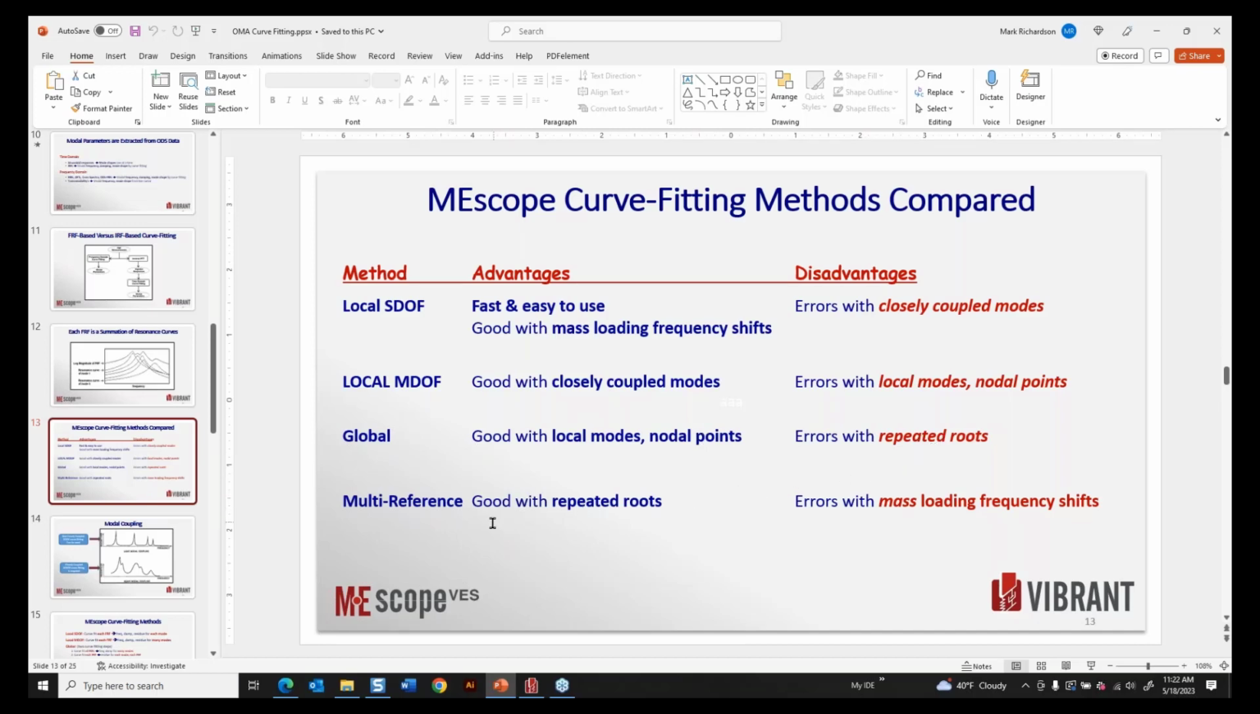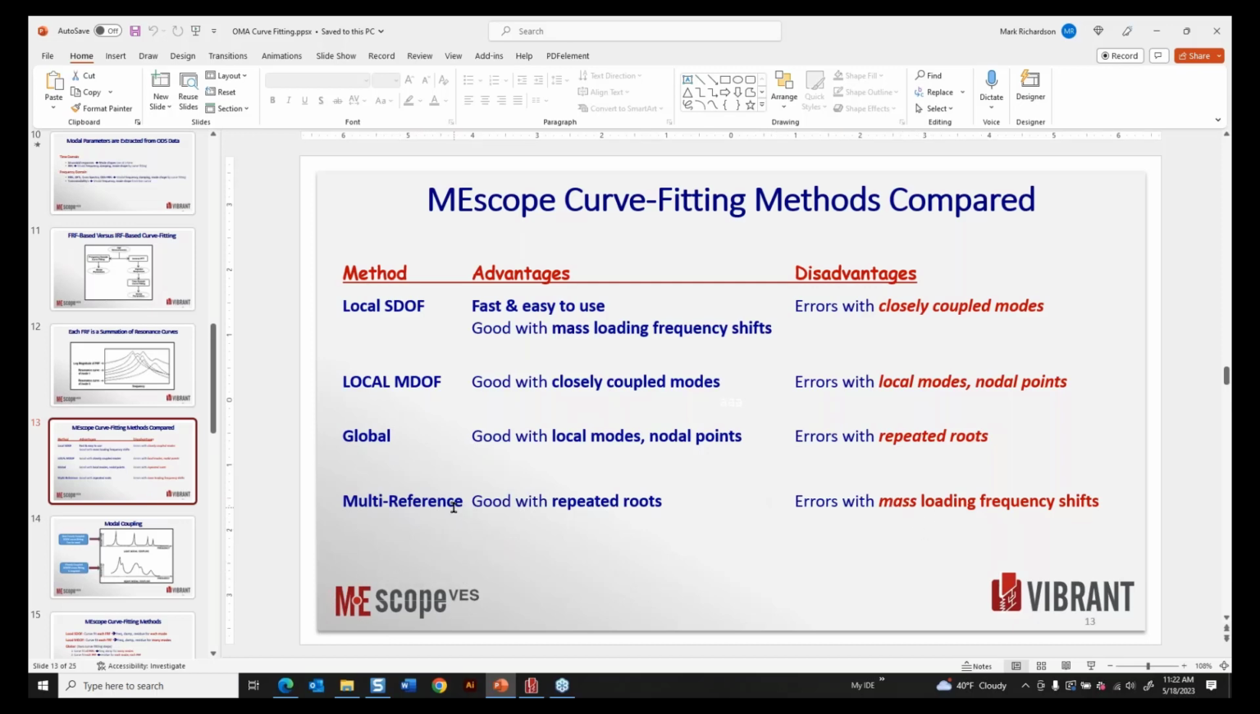So then we need to go to a multiple reference. That means we need to collect more data so we can get a better look from different references at the ODS data. The curve fitter then can identify repeated roots. A repeated root is two different modes with the same frequency, but different mode shapes. That's what we mean by a repeated root.